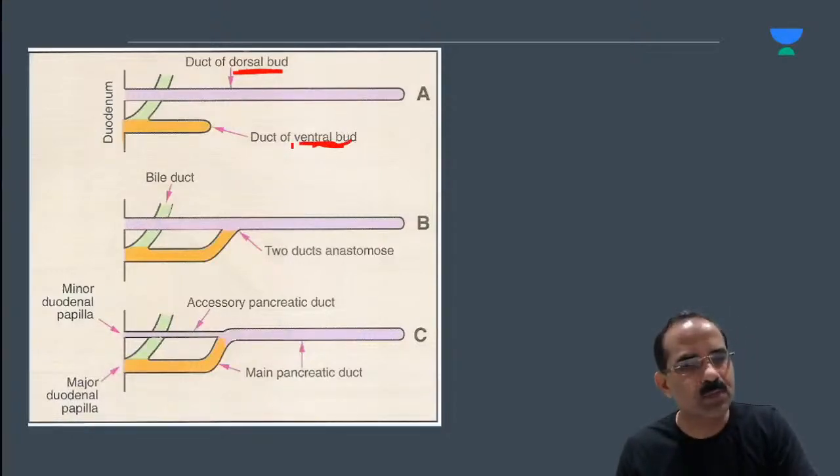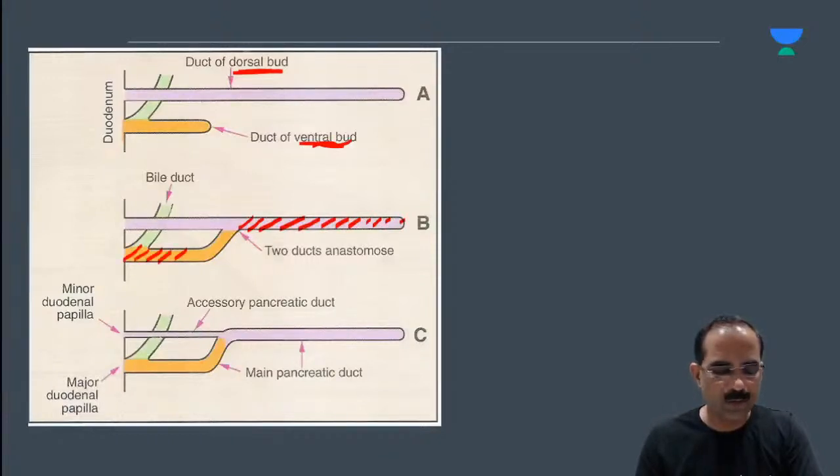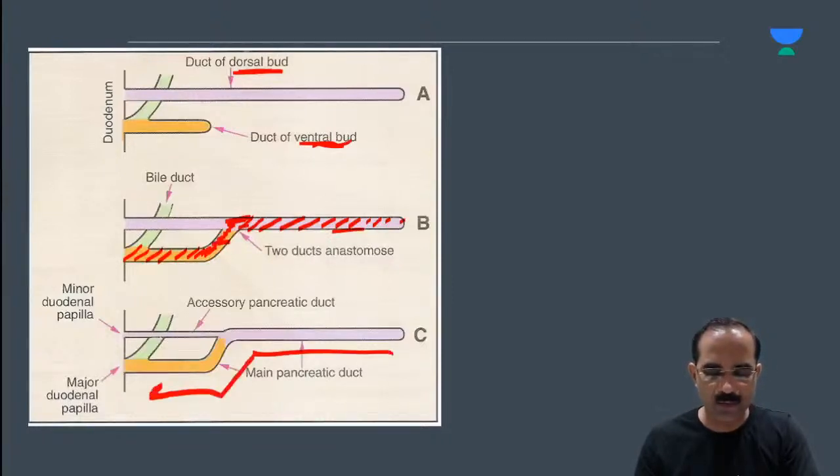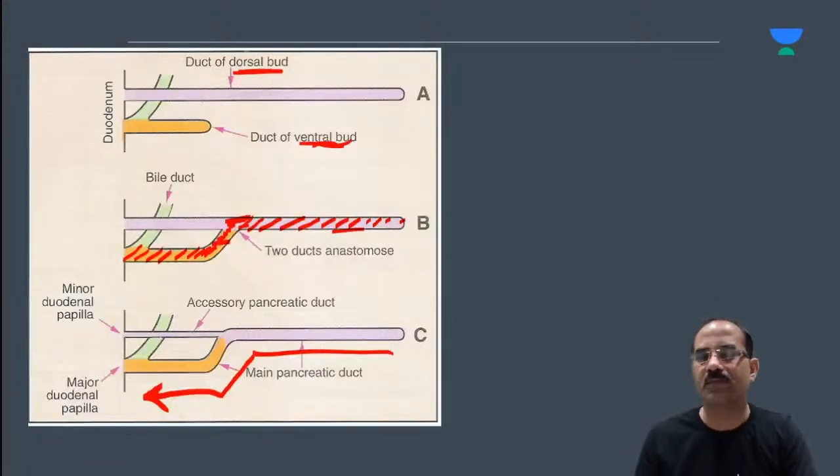How is the main pancreatic duct formed? The main pancreatic duct is derived from the duct of the dorsal bud, the duct of the ventral bud and the anastomosis between them. This forms the main pancreatic duct. So the main pancreatic duct is derived from the duct of the dorsal bud, the duct of the ventral bud and the anastomosis between them. Fine, perfect.